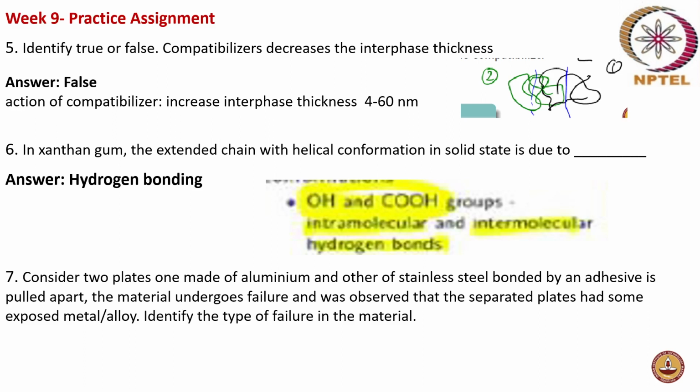You are able to follow the question? Yes, ma'am. So two plates, one is a metal and the other one is an alloy. These are bonded by a polymeric adhesive. Now this was pulled apart, and due to this pulling apart the material failed and got separated. When we observed the bonded area, you could see that some portion of the metal, or alloy, was also exposed. So what type of failure is this?